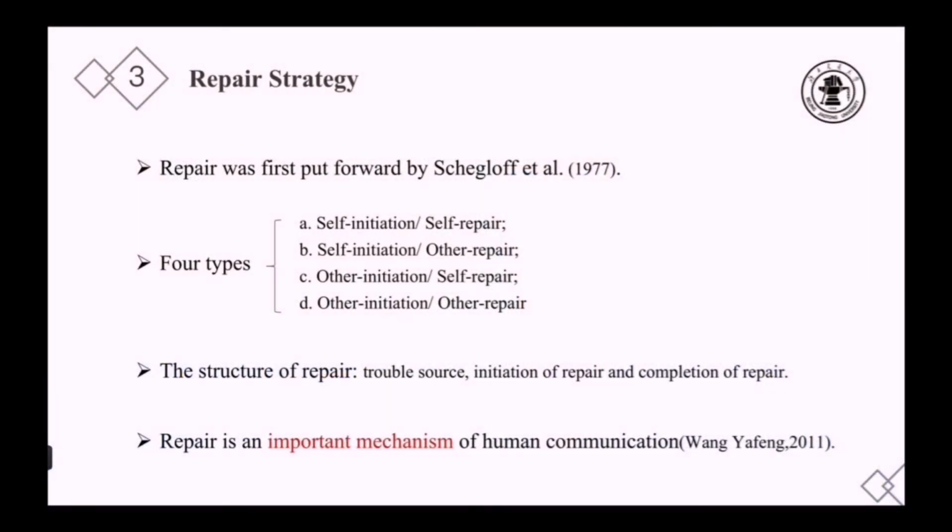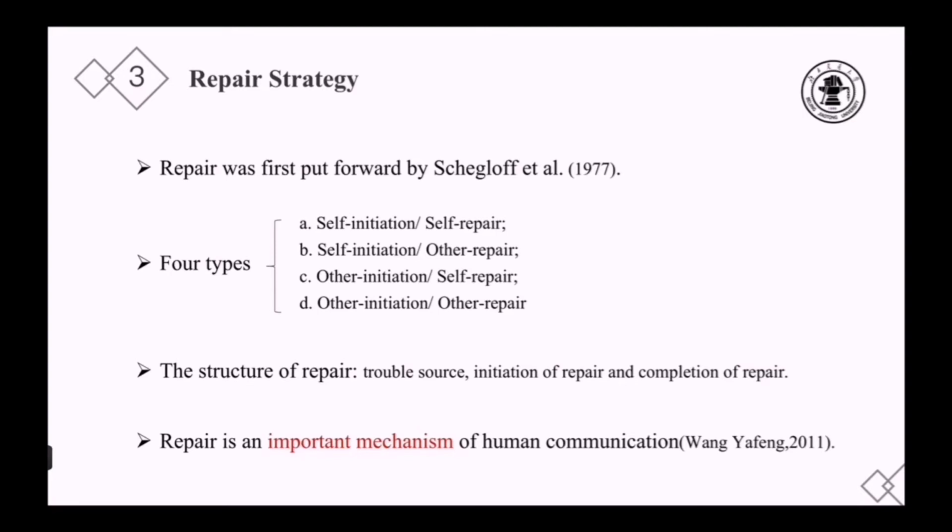This term repair was first put forward by Schegloff in 1977, and he distinguished the differences between the term correction and the term repair. According to him, correction refers to the substitution of an error or a mistake, whereas repair sometimes occurs where there is no fault or no error. And they hold that repair generally has 4 types.